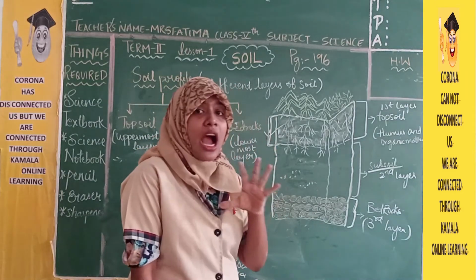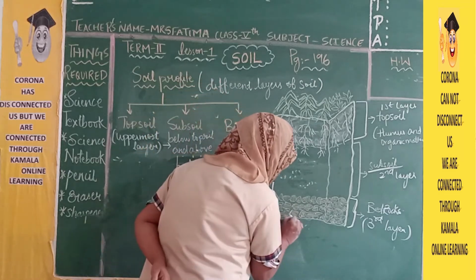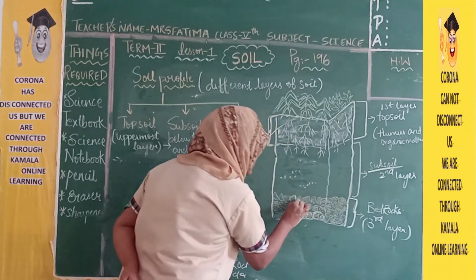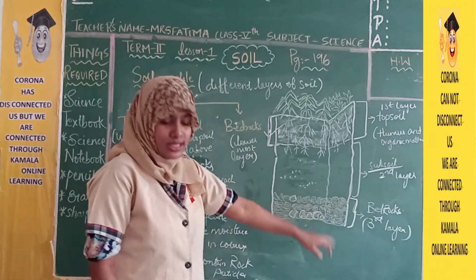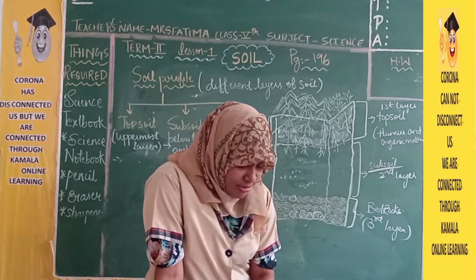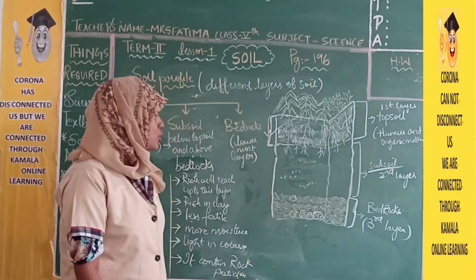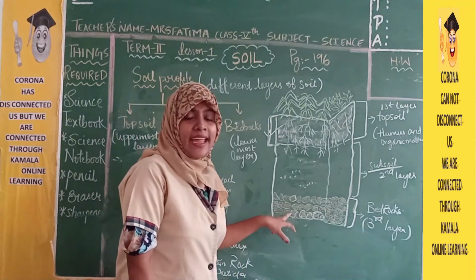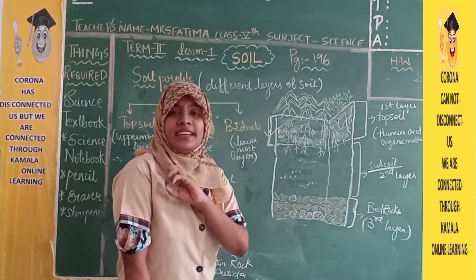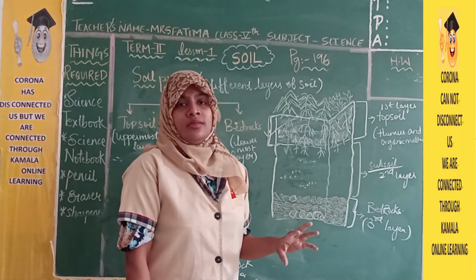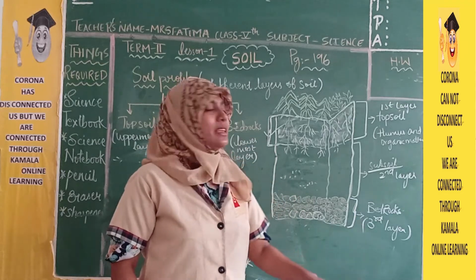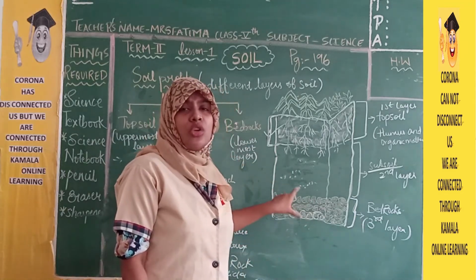It contains large pieces of rocks. Can you see these rocks, children? The third layer, bedrock, contains large pieces of rocks. This layer contains very little water. So bedrock contains only large rocks, children. It doesn't have humus, it doesn't have organic matter. It has only a large amount of rocks.